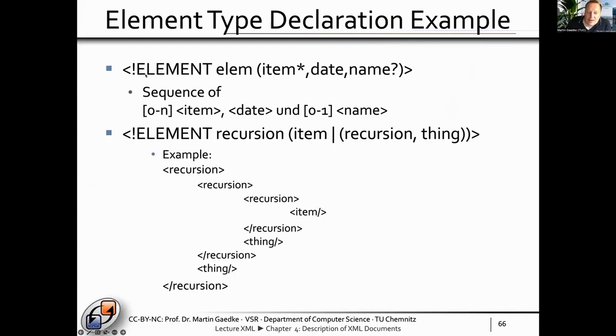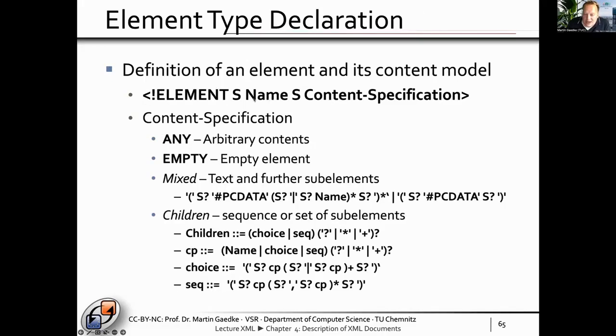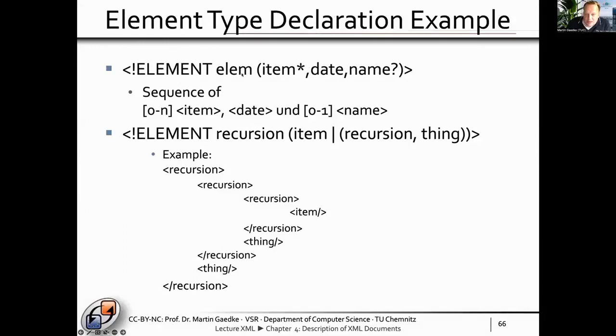So here we have an element specification, or the declaration of an element called elim. Elim is the name of our element, and after it we have the content specification starting with an # character like this. So we have a mixed content specification, which comes with 0 or many item elements, 1 date element, then 0 or 1 name element.